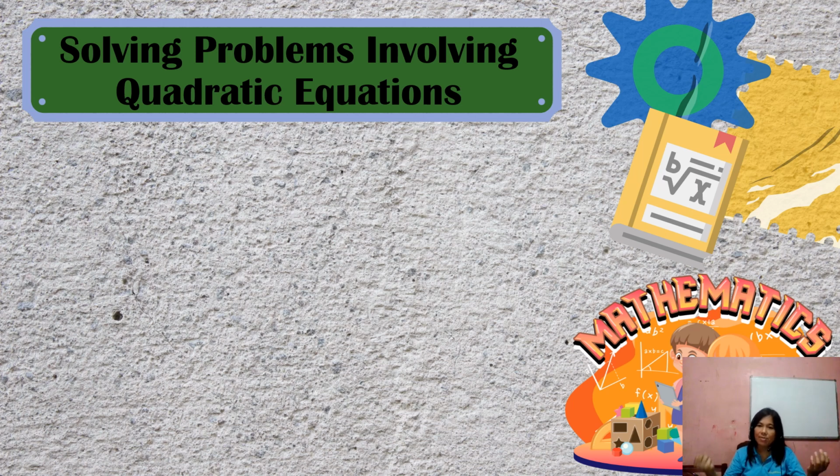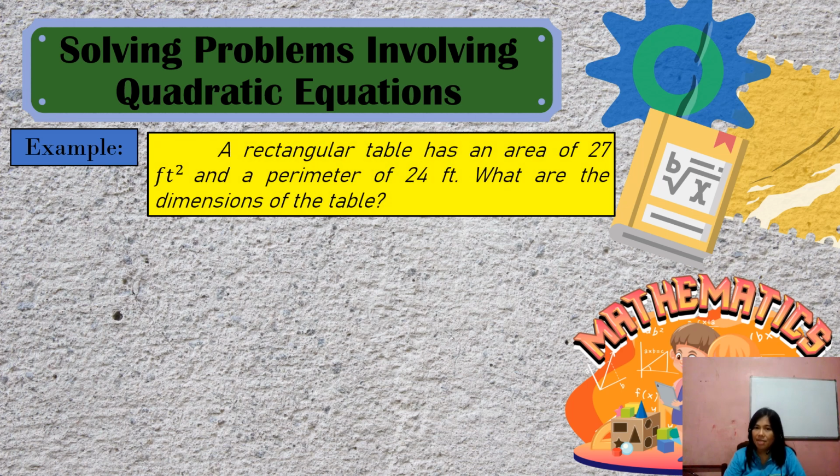Diba? Marami tayong methods: factoring, completing the square, quadratic formula. Marami na tayong napagdaanan na topics doon. Kaya na natin yun. Kailangan tama dapat yung equation na nabuo natin para we will arrive with the tamang solution. Okay? So, ito ngayon. Example, meron tayong problem. A rectangular table has an area of 27 square feet and a perimeter of 24 feet. What are the dimensions of the table? Pag sinabing dimensions, of course, it is something to do with the length and the width of the table.